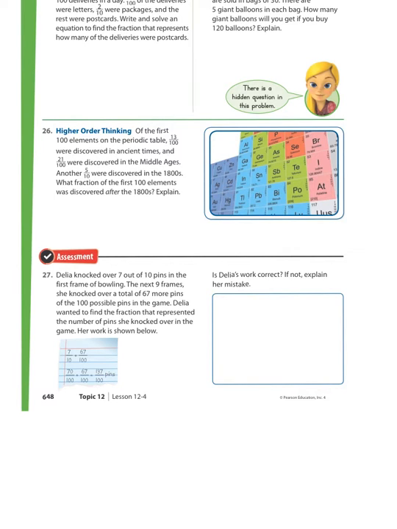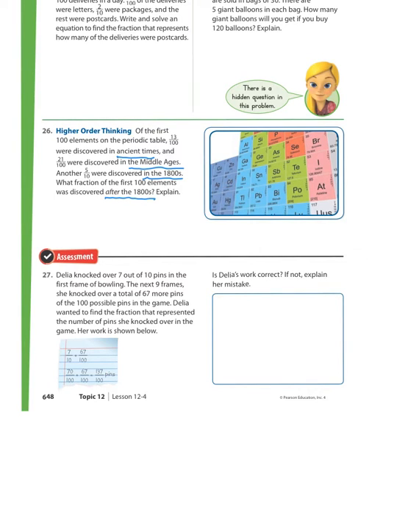Okay, we're going to do number 26 together now, and this is a higher order thinking problem. So let's read this one together since they tend to be a little bit more difficult. Of the first 100 elements on the periodic table, 13 100ths were discovered in ancient times, and 20 100ths were discovered in the Middle Ages. Another 5 tenths were discovered in the 1800s. What fraction of the first 100 elements was discovered after the 1800s?